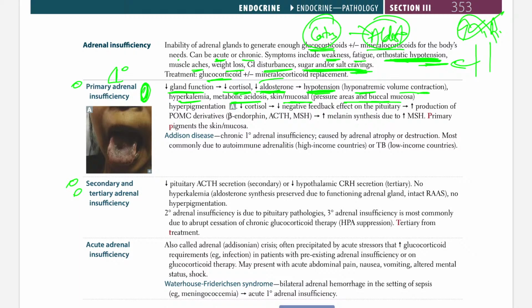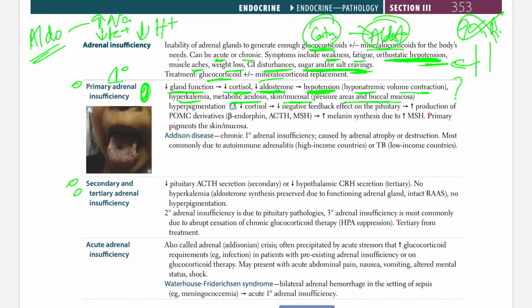Okay, so why are we having all these symptoms? For that, we have to go back to the normal aldosterone. What is aldosterone doing normally? It's going to reabsorb sodium, it's going to dump potassium, and it's going to dump your hydrogen ions.